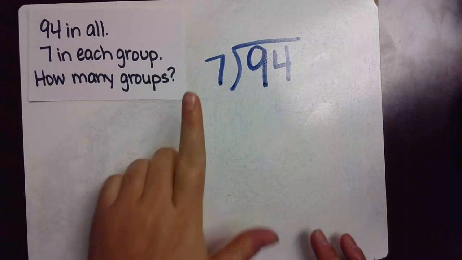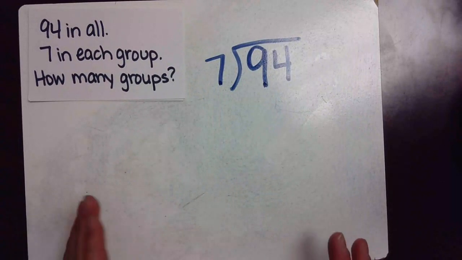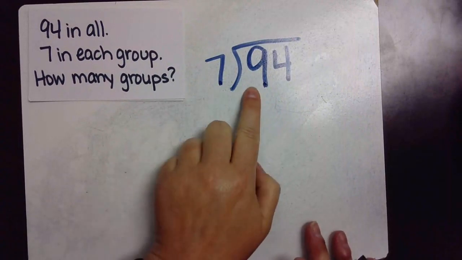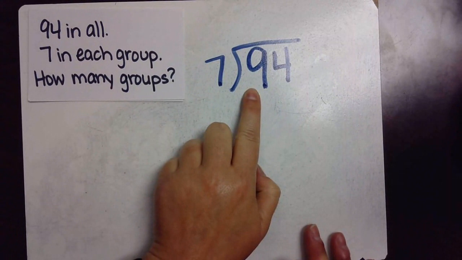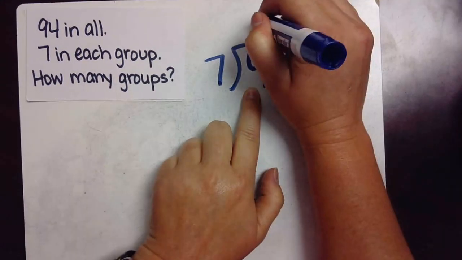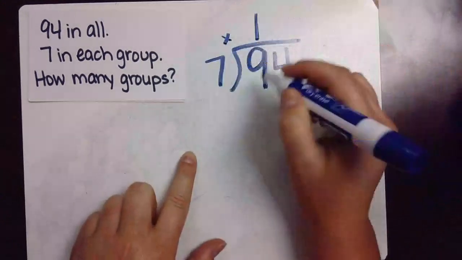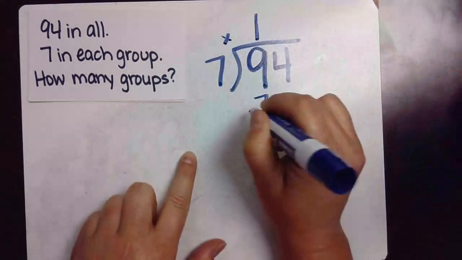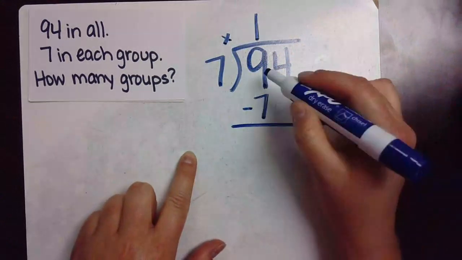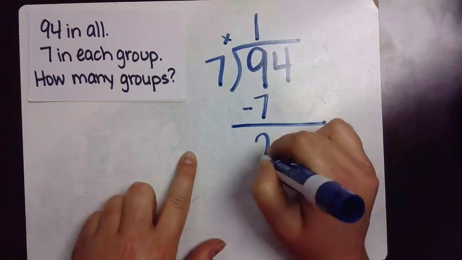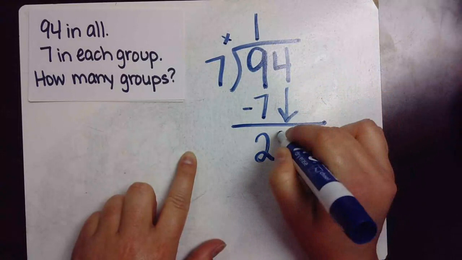So I ask myself first, divide. How many times does 7 go into 9? Well, one group of 7 is 7. 2 groups of 7 is 14, and that's too much. So it goes in there one time. Divide, multiply. 1 times 7 is 7. Divide, multiply, subtract. 9 minus 7 is 2. Subtract and bring it down.